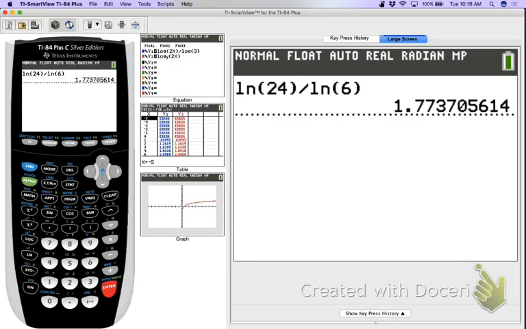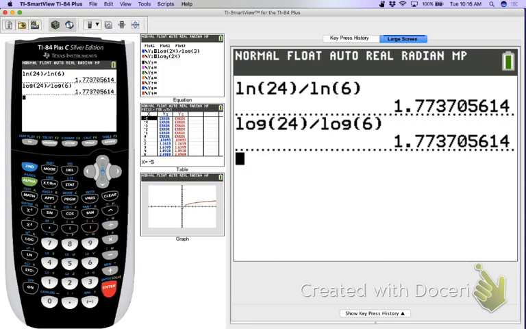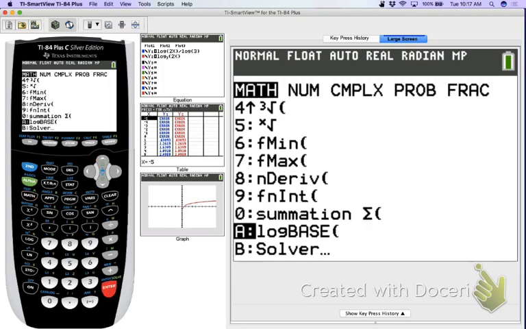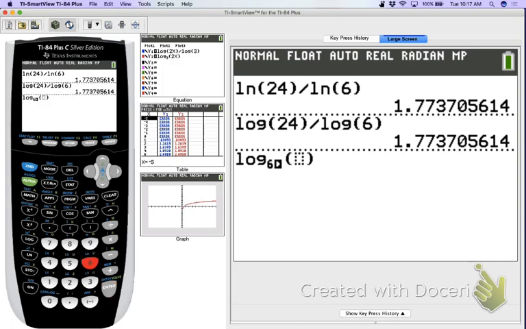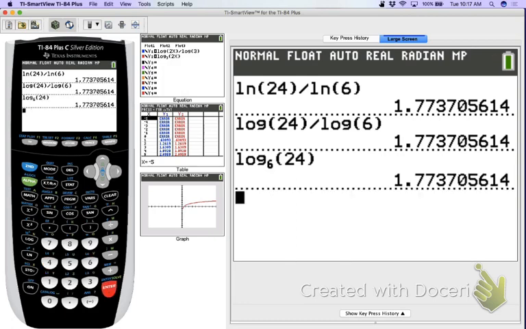I can do the same thing if I have the log of 24 divided by log of 6. It's going to give me the same answer. In this case, the natural log and the logarithm are the same. They're interchangeable. Okay? And then, again, just like if you have the new fancy version, everything's going to work. Okay?